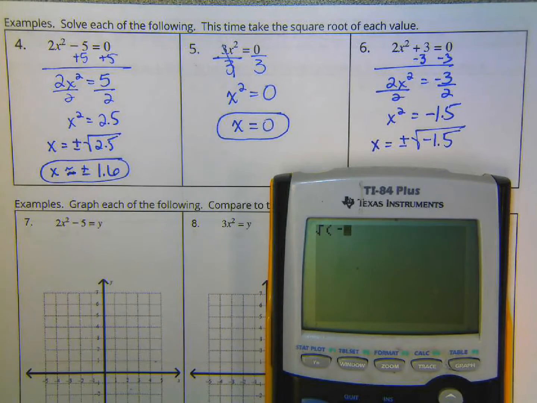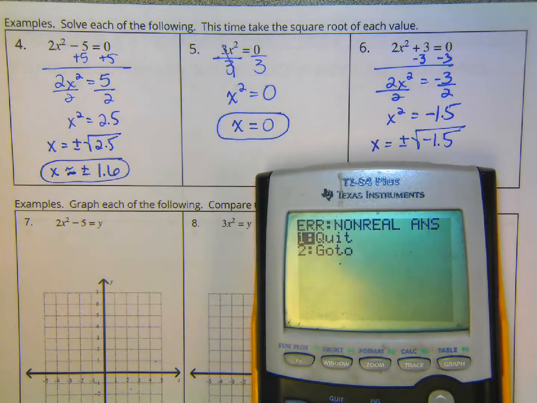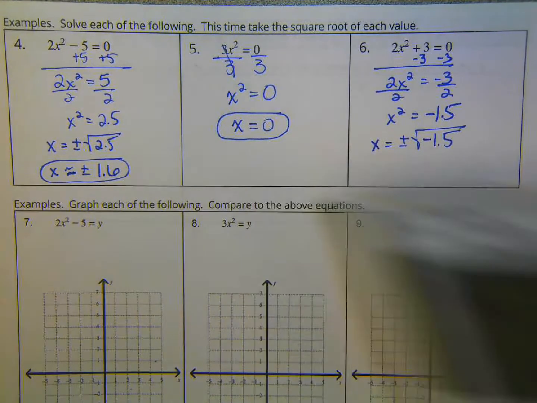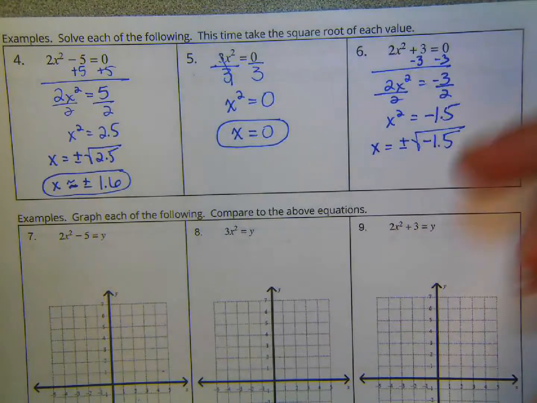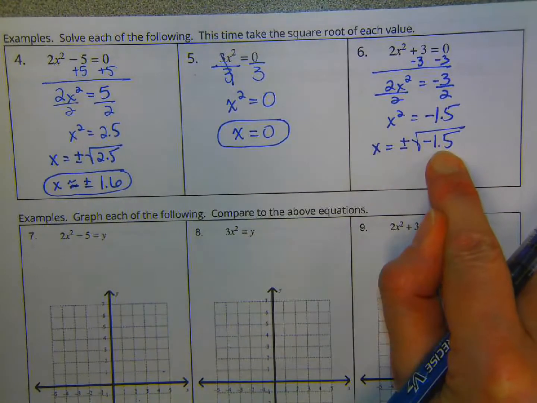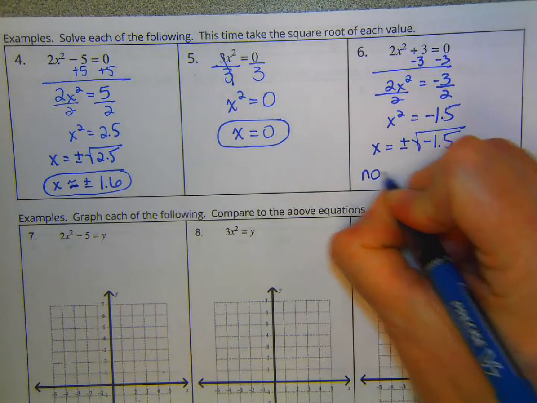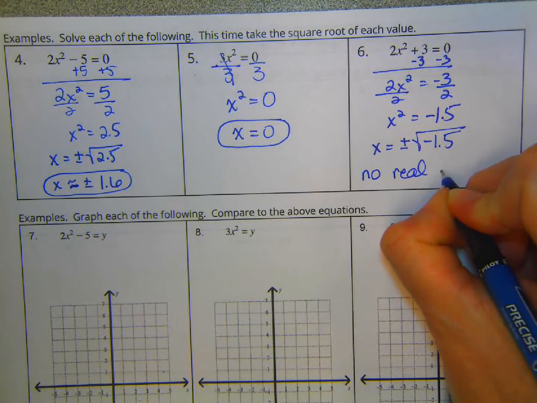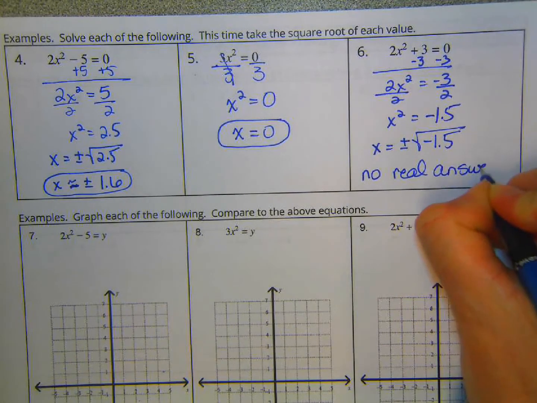Square root of negative 1.5. And what do we get? It tells us that we have a non-real answer. And that's because there are no real numbers that we can multiply by themselves to get negative 1.5. So we say no real solution or no real answer.